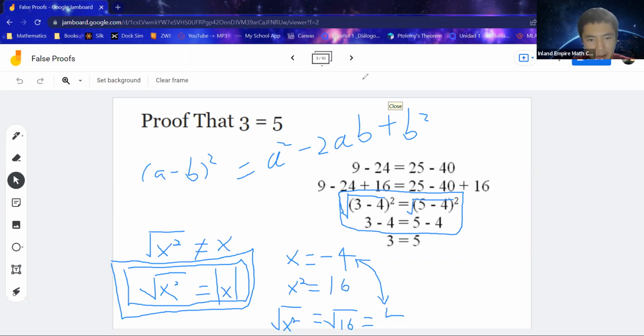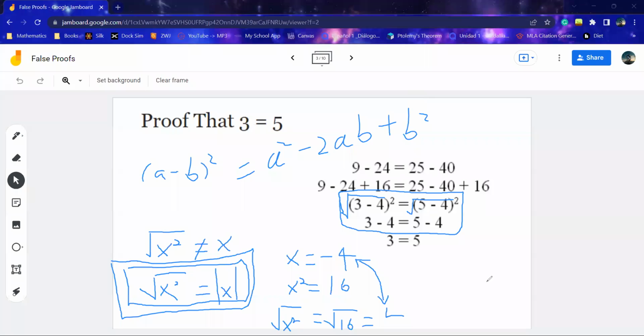You have a question? I see your message. I just have a question: how can x be equal to 16?